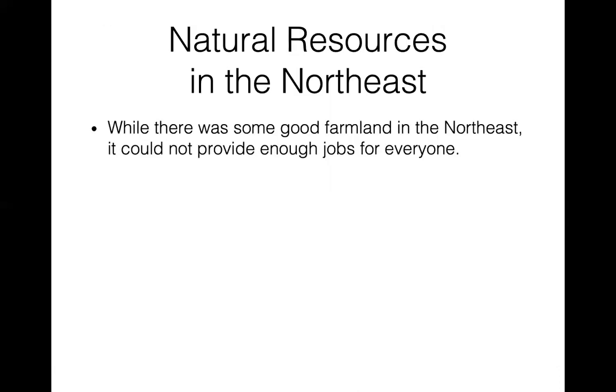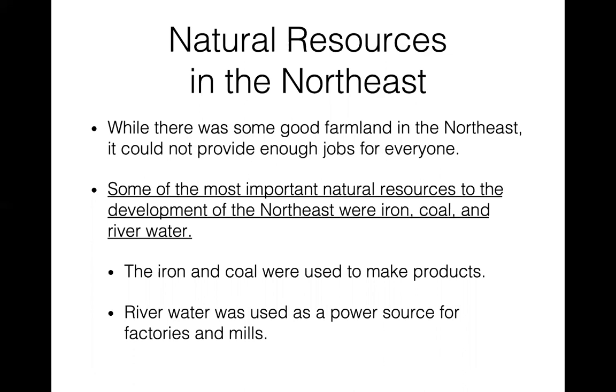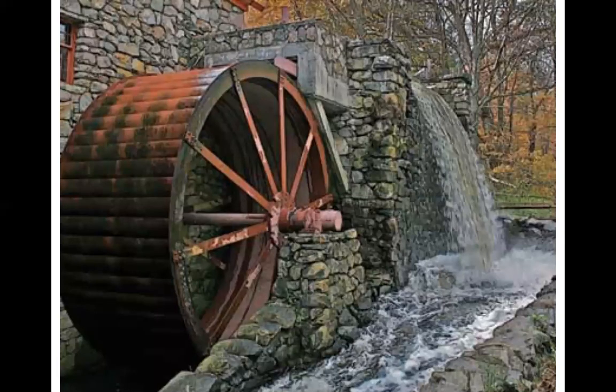So natural resources in the Northeast were pretty good in some areas, but not in others. There's some good farmland in the Northeast, but not enough for everyone to have a job in farming. Some of the most important natural resources, though, were iron, coal, and river water. River water normally would be for drinking, but in this case, it was actually a way to stimulate the economy. River water was used to power factories and other things. Think about water wheels, right? That helped power a lot of these factories. Here's a water wheel. Oh, it's pretty.